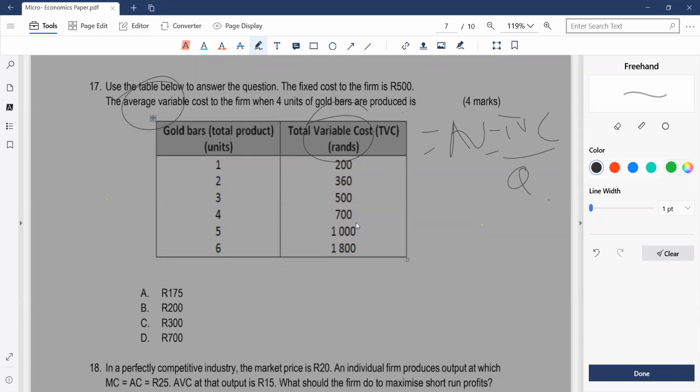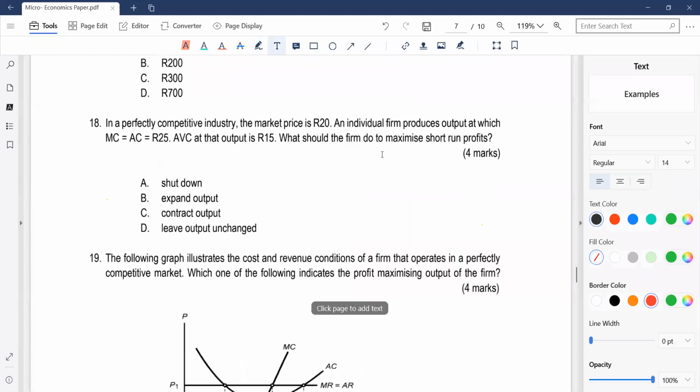So when 4 units are produced, we've got the total variable cost of 700. So you just say 700 over 4, which should give you 175. We divide the total variable cost by output, which gives us A as our answer. Happy? This one was easy, number 17. I'll clear this one and proceed to number 18.